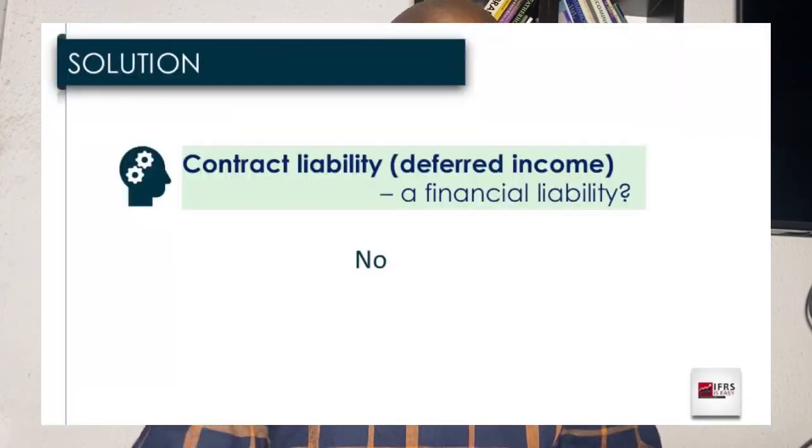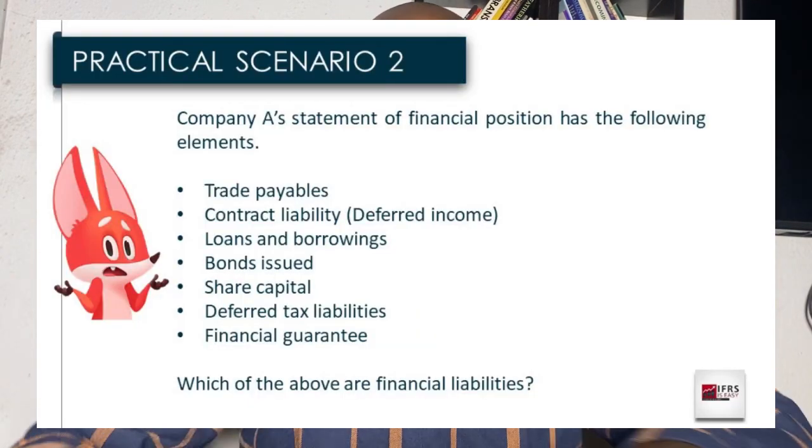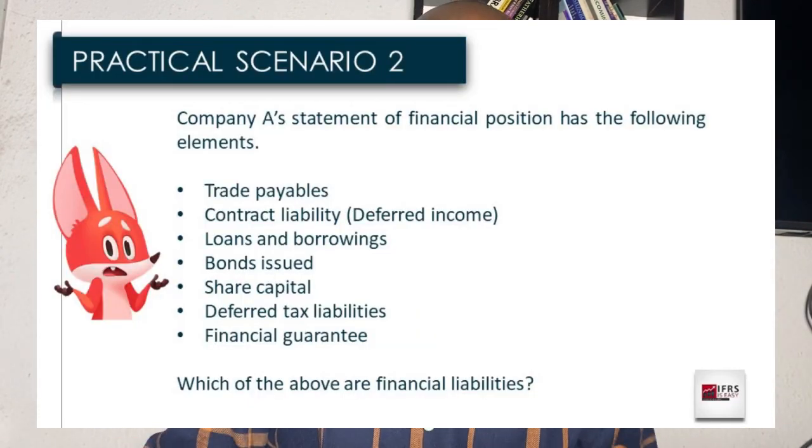That cash is more like a deferred income. It is a contract liability because you have received cash, but you are yet to deliver the goods. Now, because what you want to deliver is goods, you are not delivering cash, then your contract liability is not a financial liability.